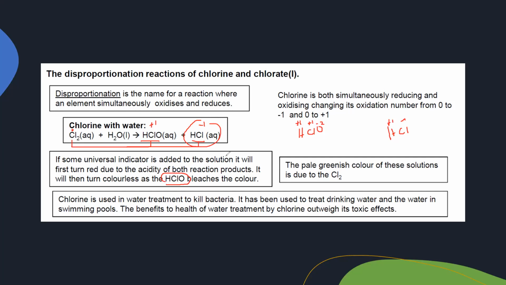So chlorine is used in water treatment to kill bacteria, and it has been used to treat the drinking water and the water in the swimming pools as well. The benefit to health of water treatment by chlorine outweighs its toxic effect. It is toxic, but because it has more advantages as compared to the disadvantages, that's why chlorination is still done.